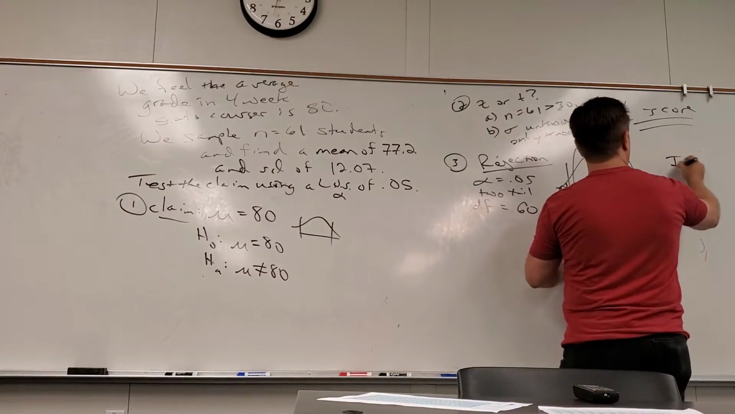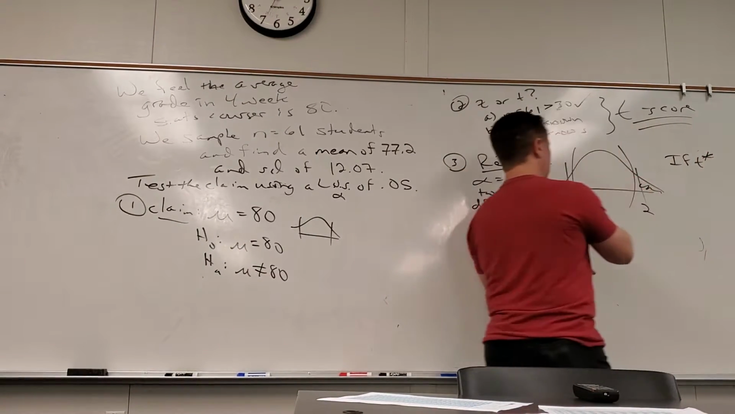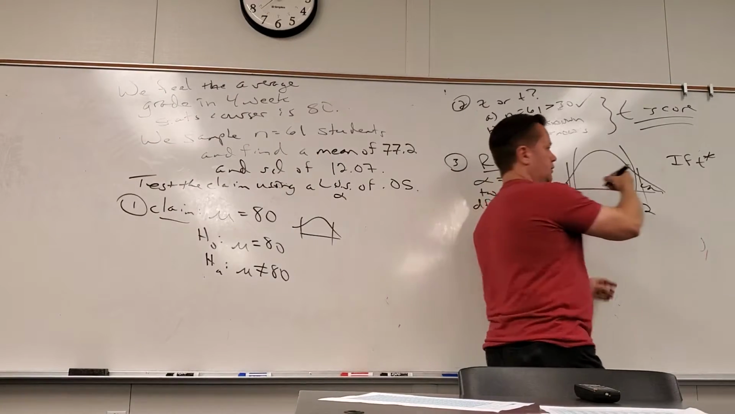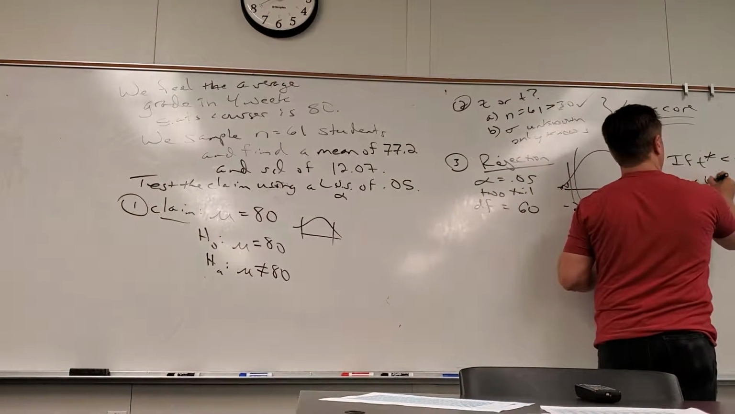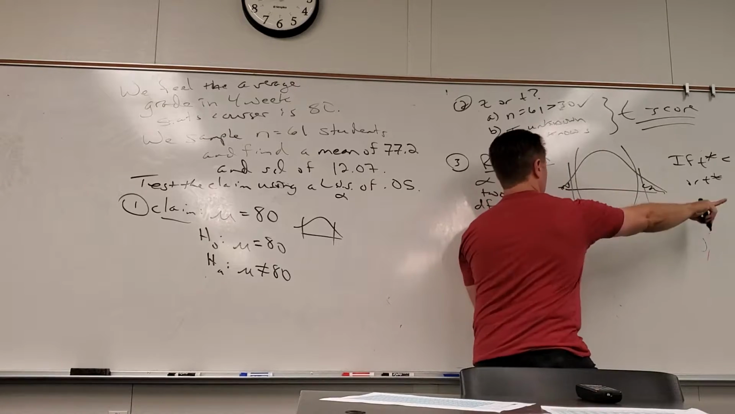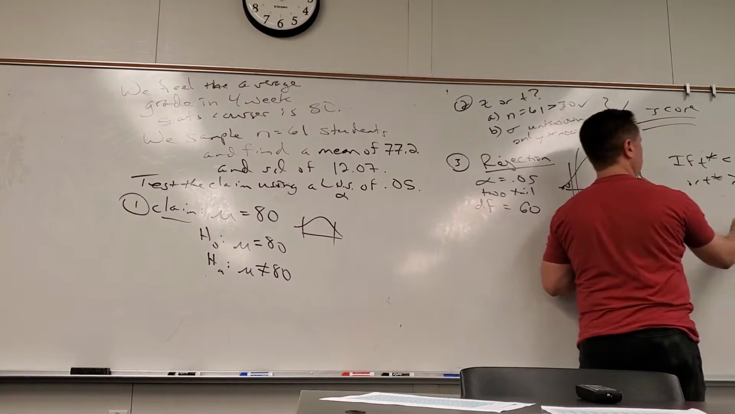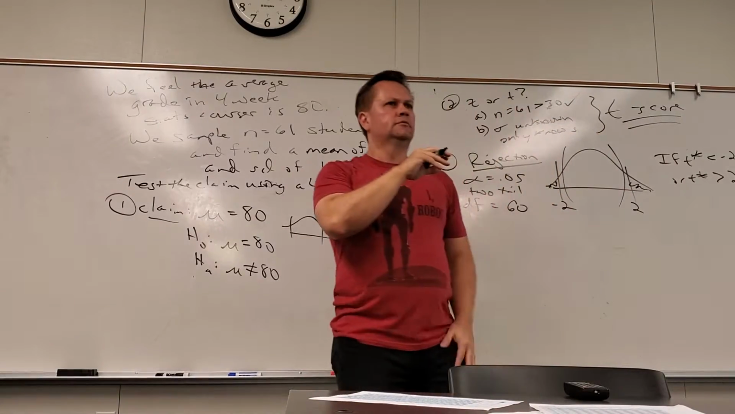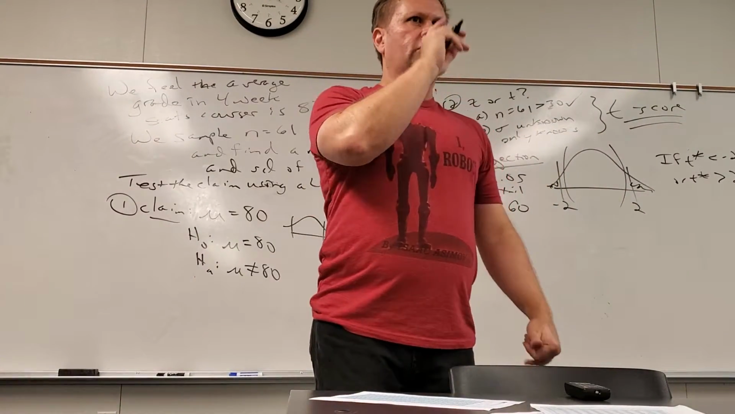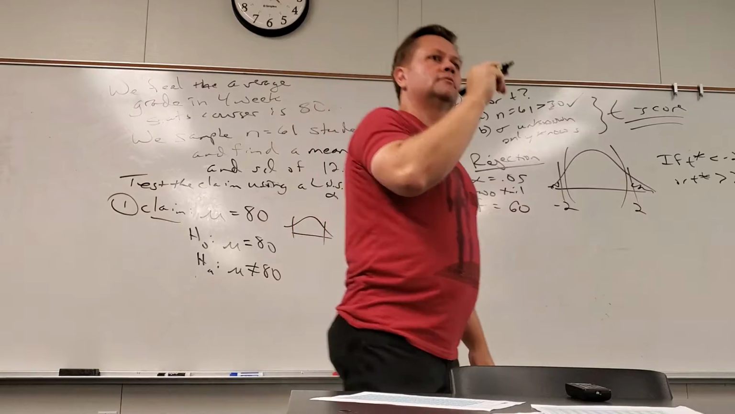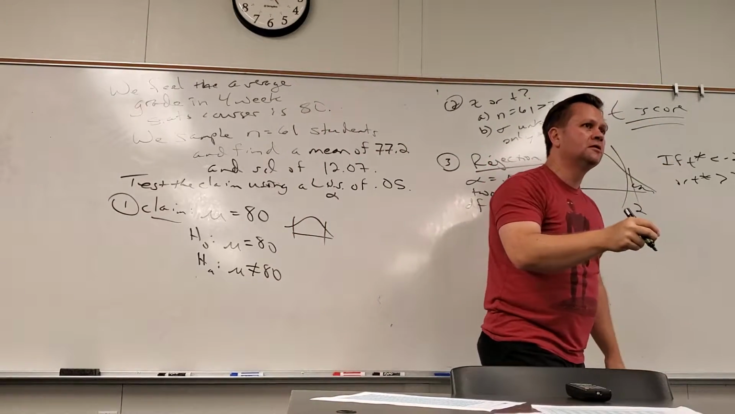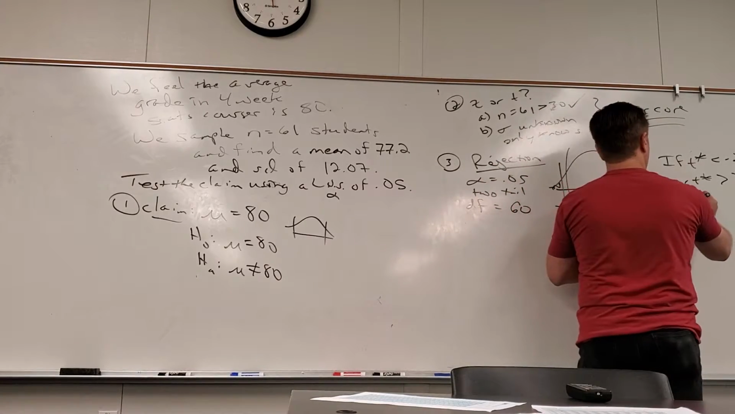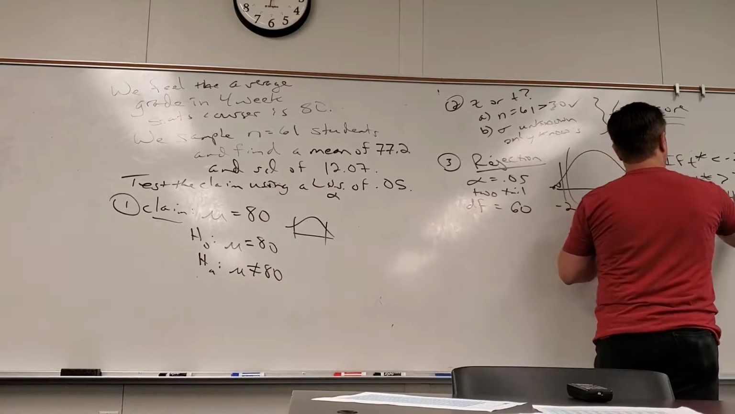If T star is less than negative 2, or T star is greater than 2, we can do what? We can reject the H0. That's a good thing.